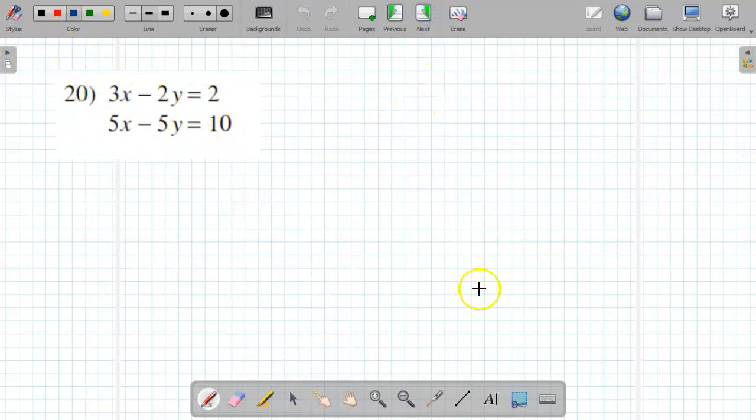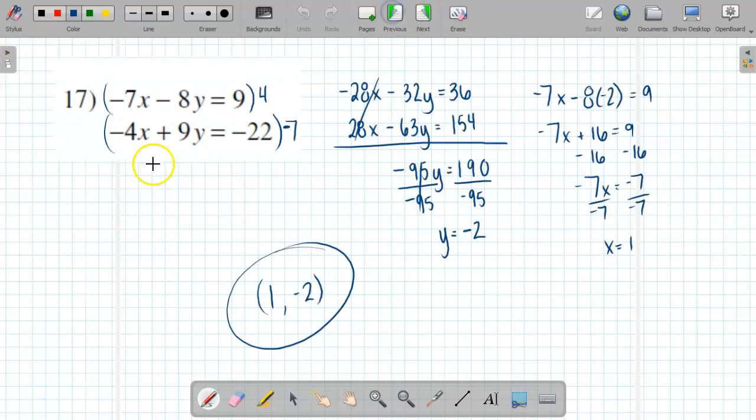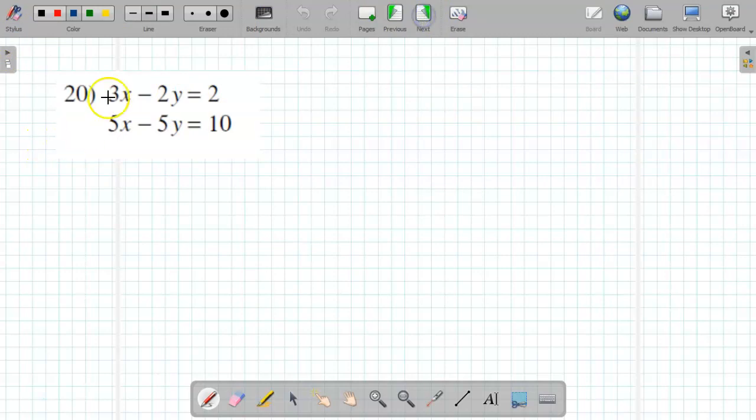Here's another example. We've got a problem where we cannot solve by just multiplying by one of these equations. I've got 3 and 5, 2 and 5. Neither one of those are going to work by just multiplying one equation. So I think this time I'll choose to get rid of the y's just to show you that it does not matter. I think I got rid of the x's on the last problem. So let's get rid of the y's here.